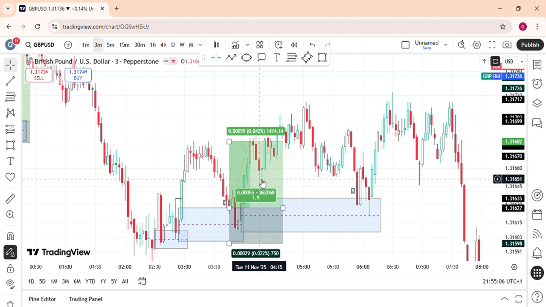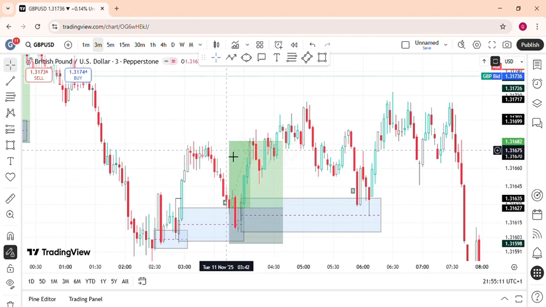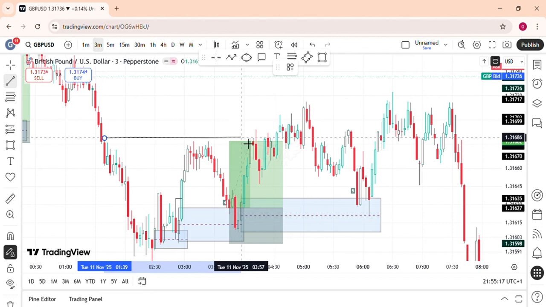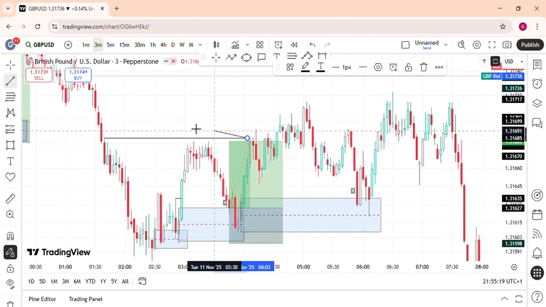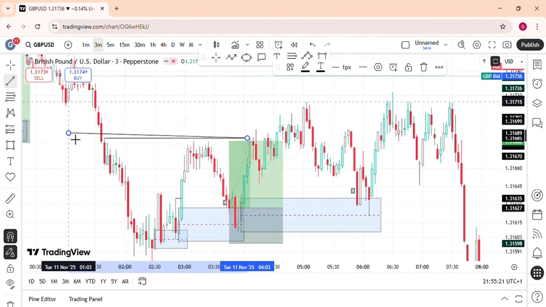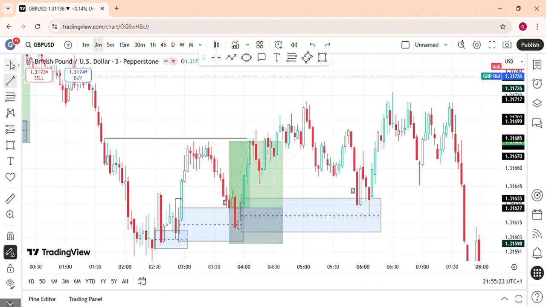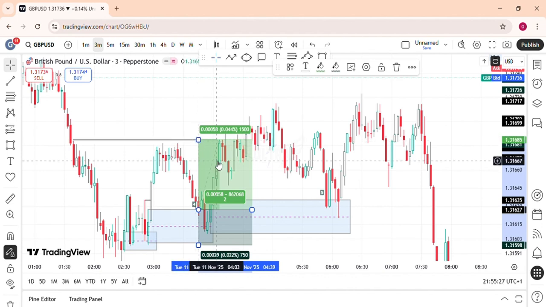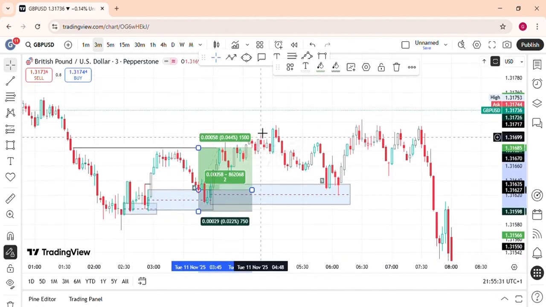So this is a bullish trade, or you can use this fair value gap here. If you use this fair value gap for your take profit, you can see a push to the upside, giving you a risk reward of 2. So that was our trade number 4.